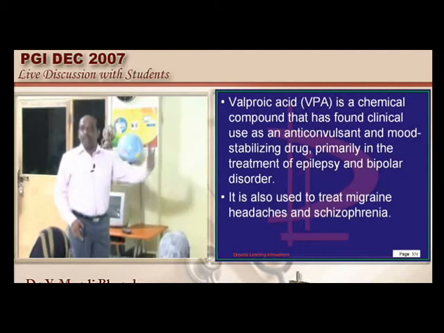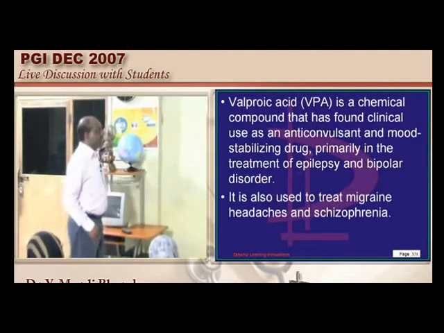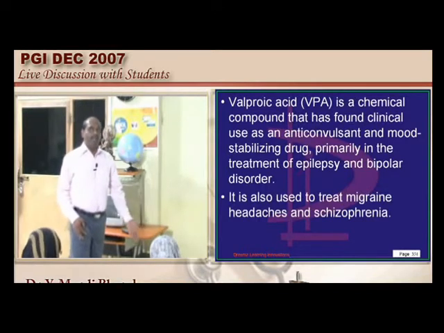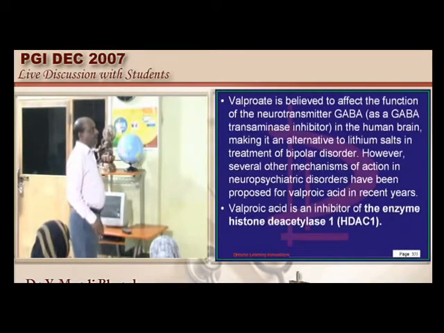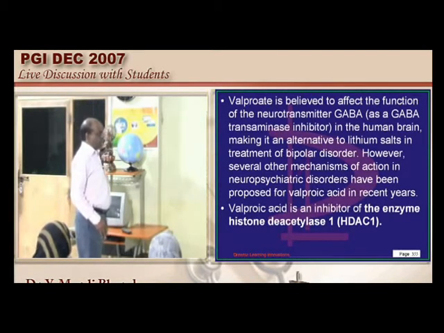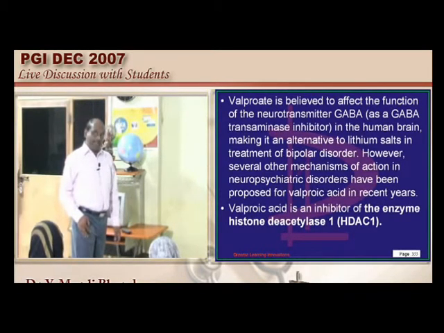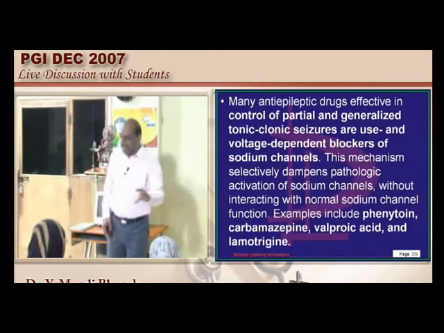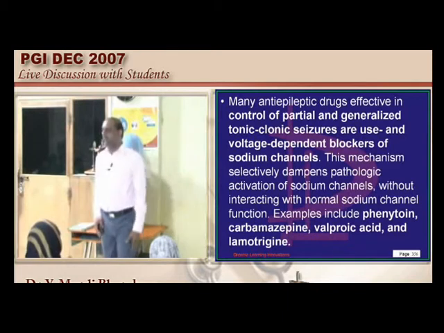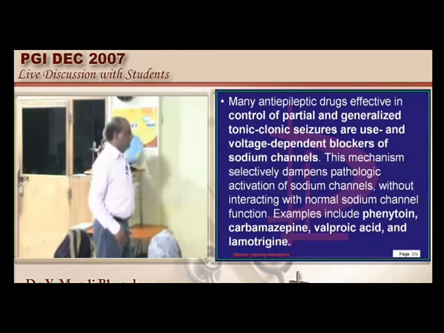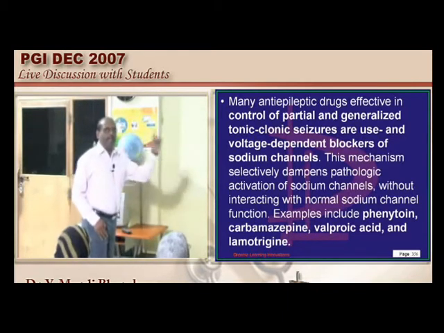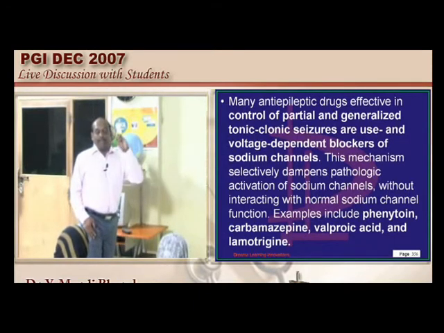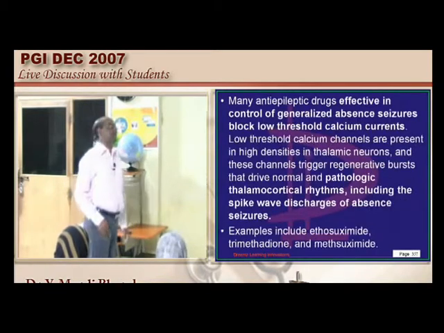It has an anti-convulsant action, a mood stabilizing effect, and is used in bipolar disorder also, migraine headache, schizophrenia, multiple indications. And also it will affect the function of the neurotransmitter GABA. That is a very important property of valproate. So what are the anti-epileptics which will cause the sodium channel to become inhibited? Quickly summarize, doctor. Phenytoin, carbamazepine, valproate and lamotrigine typically will show a voltage dependent blockade of the sodium channels, is what has to be remembered.